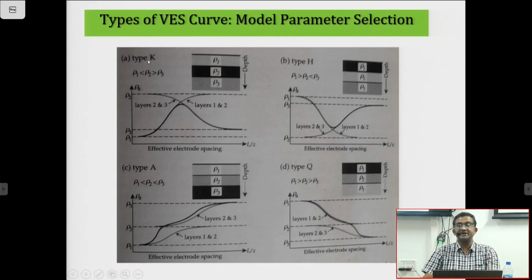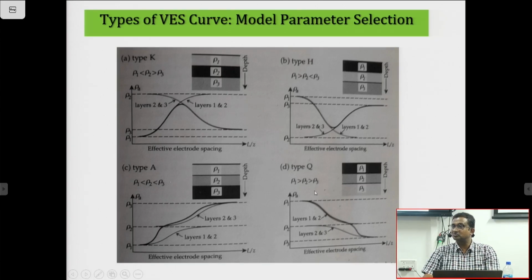So this is a K-type curve, and then you see this is an H-type curve, where the first layer resistivity is high compared to the second, and again the third layer resistivity is high compared to the middle one. So that will give you the H-type curve. For A-type, you see this curve, rho 1 is less than rho 2 and rho 3. So it is an ascending curve. And there is a Q curve, it is descending. Here rho 1 is greater than rho 2 and rho 3. So this is the standard curve, you can expect it for your 3-layer cases.